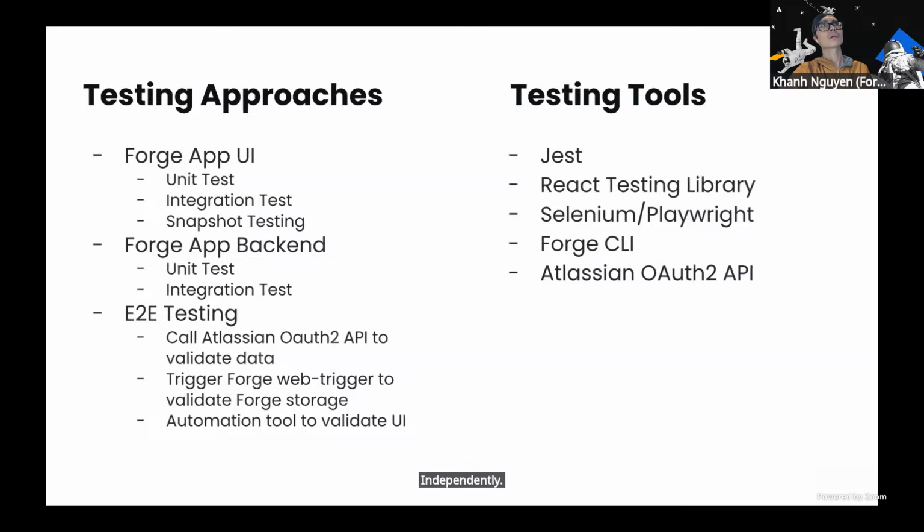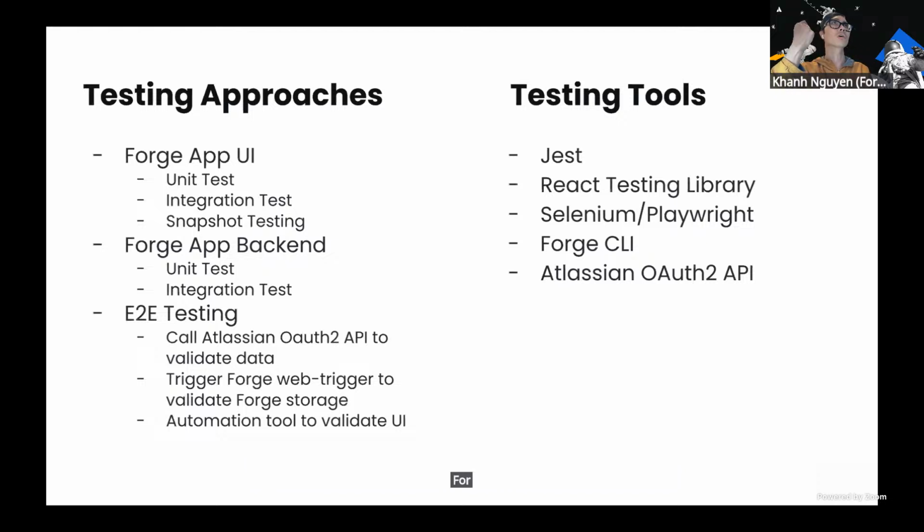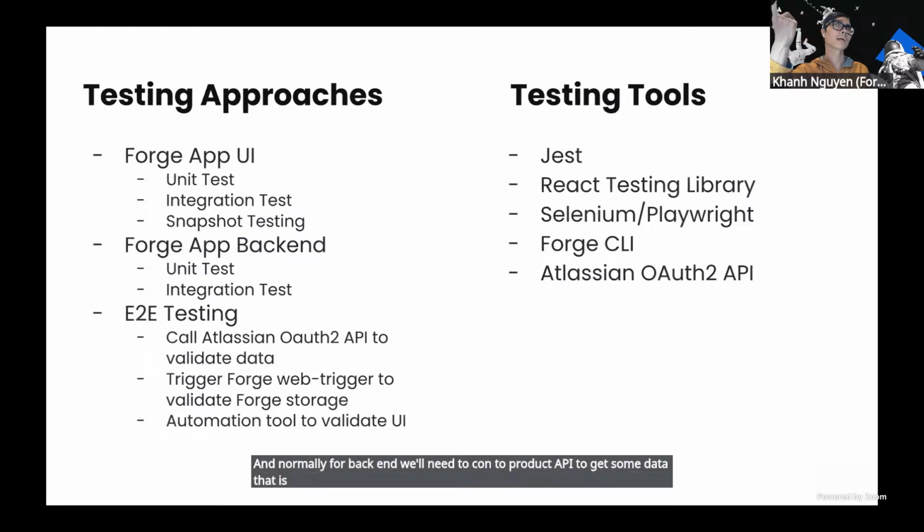Normally, the Forge UI is where we define the UI and the JavaScript, and it will need to get some data from, for example, the Forge backend, or maybe directly from 1P, so we can mock the data. For the app backend, normally we need to call the product API to get some data. That is where it depends, and it might also call the remote server. Then we can also mock the data to test the Forge app backend separately.